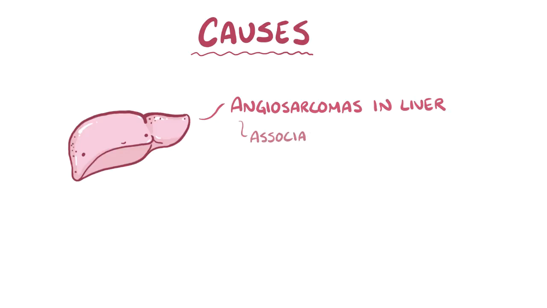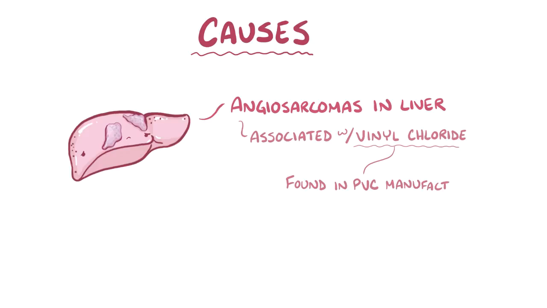Angiosarcomas in the liver have been associated with vinyl chloride gas, which is found in PVC manufacturing, and arsenic insecticide.